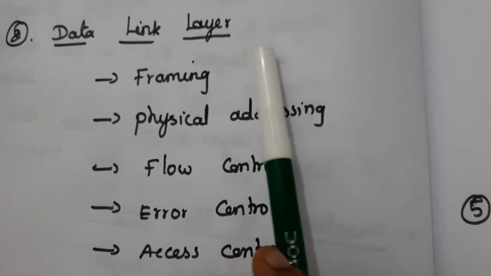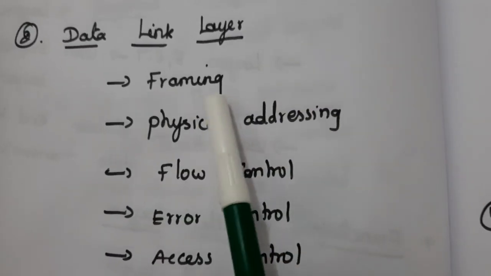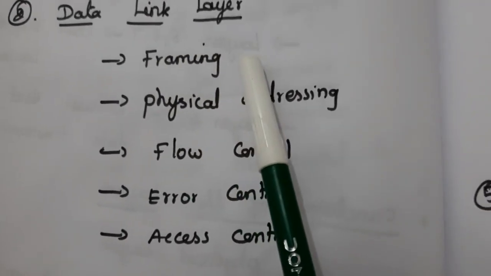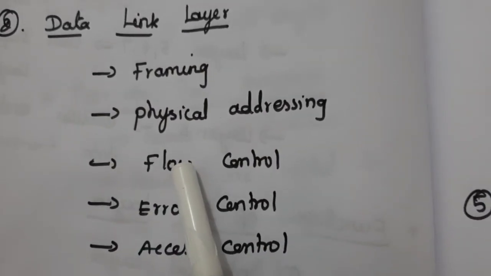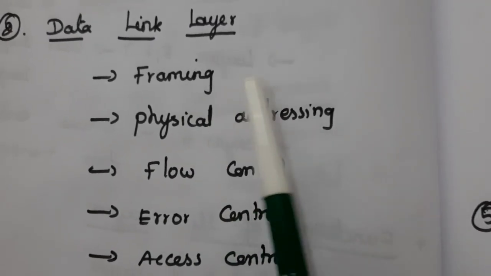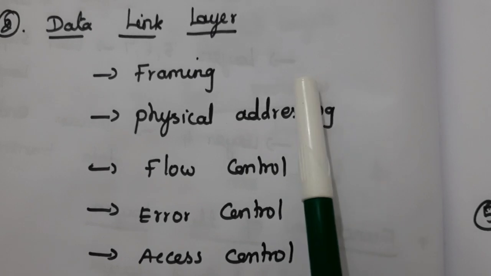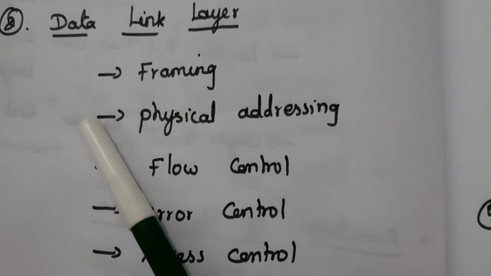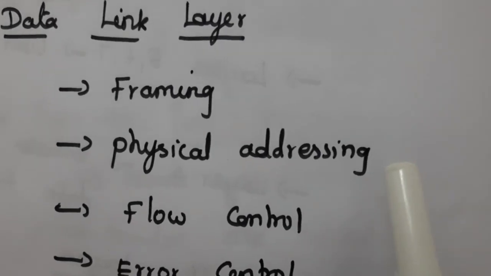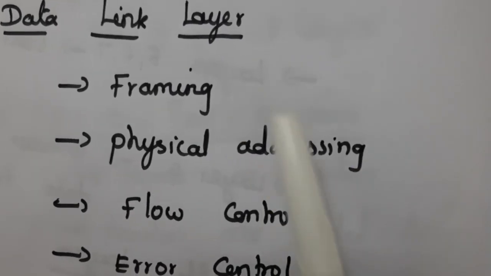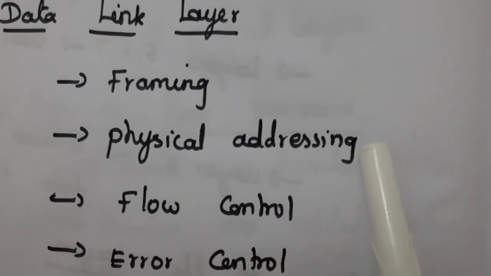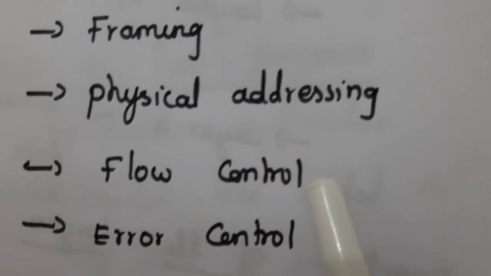Next is the data link layer. The first function of the data link layer is framing, which divides the incoming stream of bits into frames that can be manageable by the receiver side. Next is physical addressing, where we add a header to the frame to give the source address and also the destination address. And next is flow control.